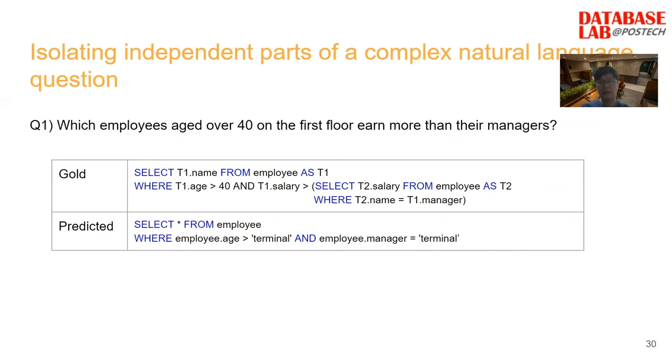This slide shows a query generated by RedSQL and the gold query. RedSQL does not correctly translate this NL question since it fails to isolate independent parts of a complex natural language question, which asks for employees aged over 40 on the first floor and more than their managers. So here, the employee table is referenced twice in the nested query. However, if you look at the predicted one, the employee table is referenced once. So this is a little bit difficult for RedSQL.